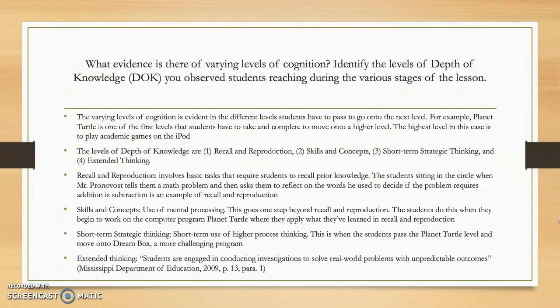Short-term strategic thinking is just short-term use of higher process thinking. This is when the students pass the Planet Turtle level and move on to Dreambox, the more challenging program. Extended thinking is when students are engaged in conducting investigations to solve real-world problems with unpredictable outcomes. Although I did not see this in the video, I do know that it can be done.